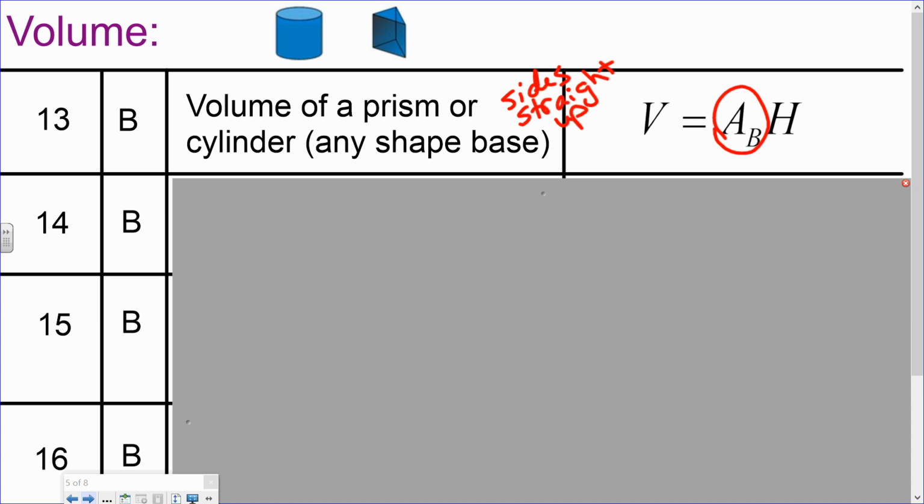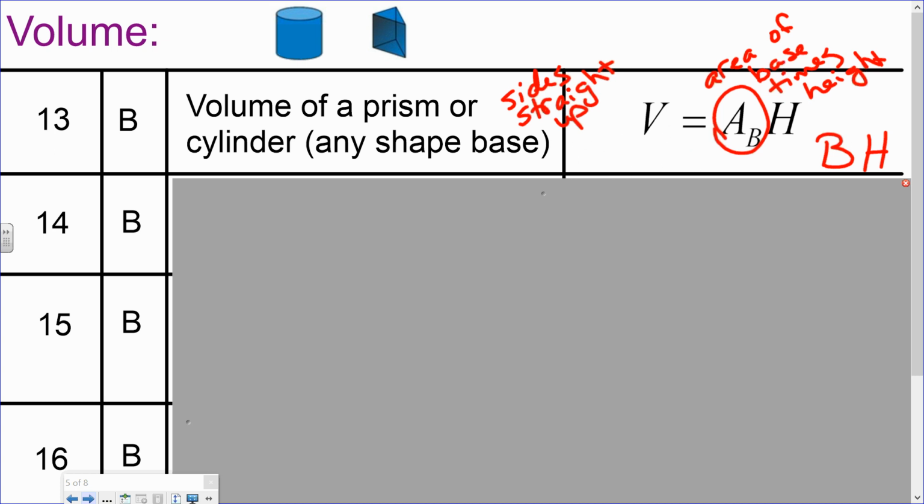We usually use capital letters when we're talking about things in a 3D shape, which is why the A, the B, and the H are all big. If you already learned the formula as big B times big H, that's fine, as long as you remember that it's the area of the base times the height. So we start with writing that down. Then we might substitute in, if it is a cylinder with a circle for the base, pi r squared, because that's the area of the base, times the height.